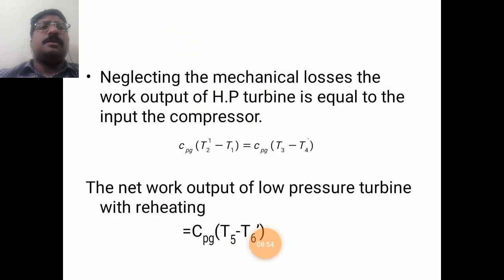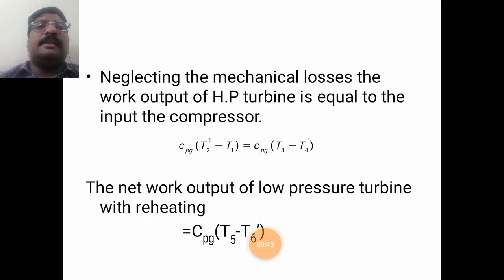Okay. So if we neglect the mechanical losses, then the work output of the high pressure turbine is equal to the work input of the compressor, because whatever work is developed in the high pressure turbine is completely utilized to run the high pressure compressor. Therefore, the output of the turbine should be equal to the work input to the compressor. So the work output of the turbine is CPG into T3 minus T4, and CPG into T2 dash minus T1 is the work input to the compressor.